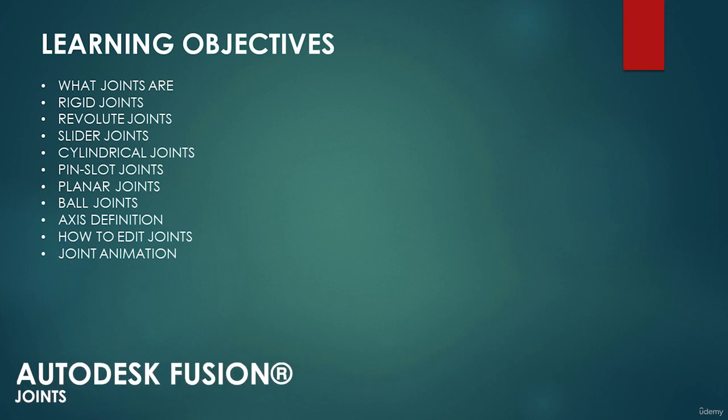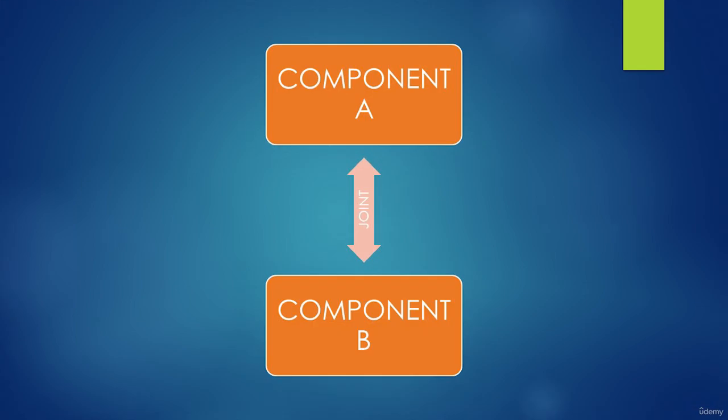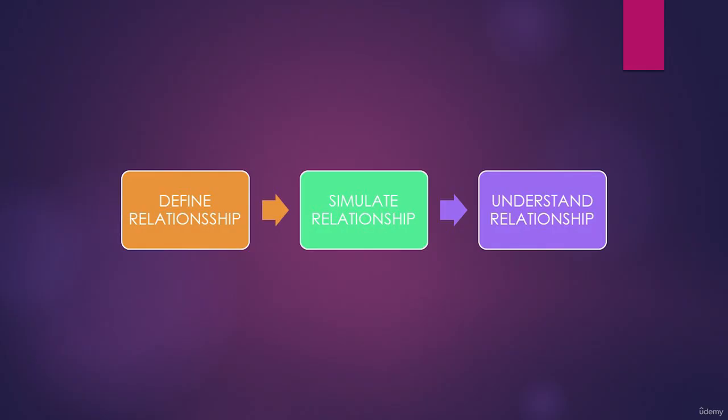You use joints for different reasons when you make your assembly. Let's take a closer look. You can create joints between components in your assembly, and your joints define the relative position and motion between two components. Joints give you the opportunity to simulate and understand motion in a digital environment.